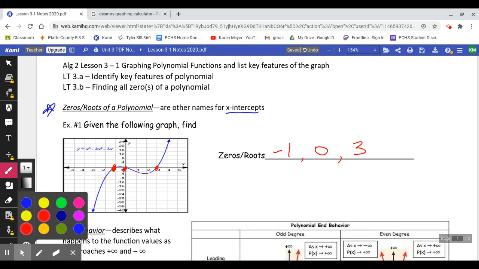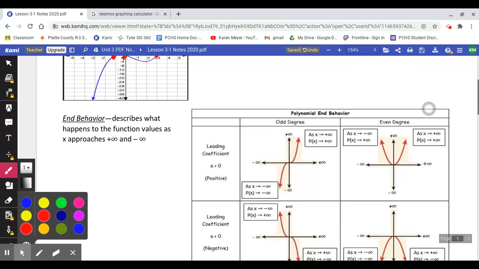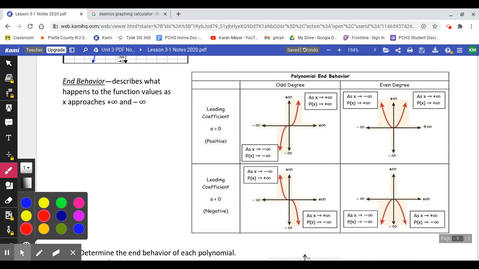Okay, the next key feature we're going to talk about on a graph is what we call end behavior. Off to the side, we have a little definition. It says end behavior describes what happens to the function graph as x approaches positive infinity, which is the right side, and as x approaches negative infinity, which is the left side. Now, if you have a picture, you're more than welcome to look at the picture to help you get the answer. If you don't have a picture, then you'll have to look at the chart off to the side here.